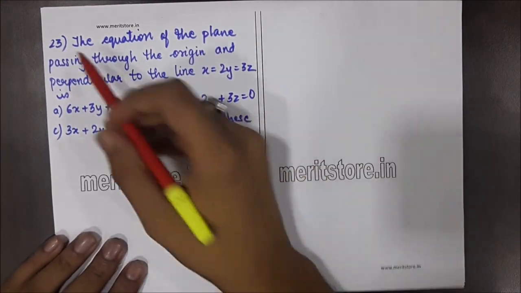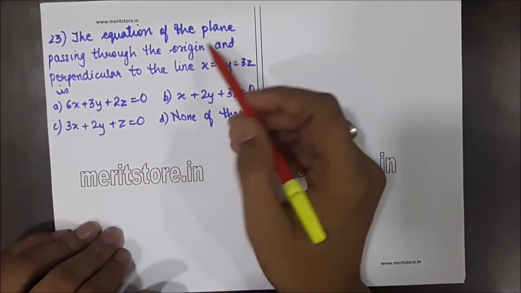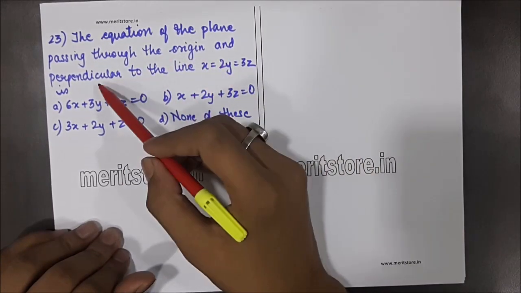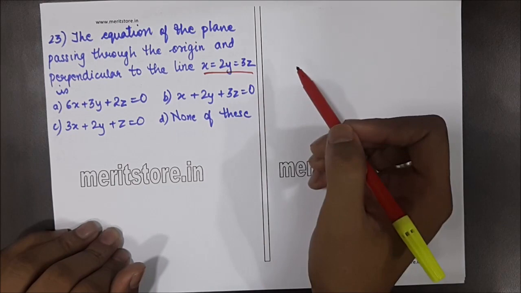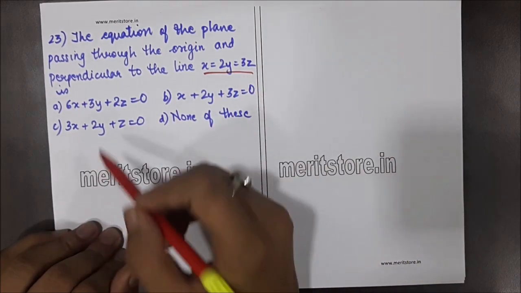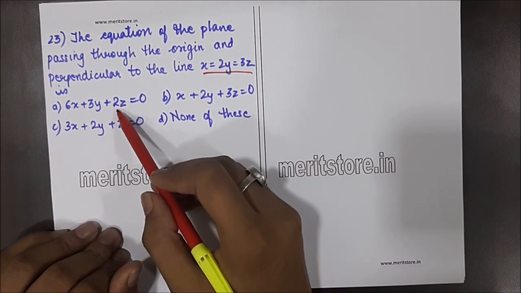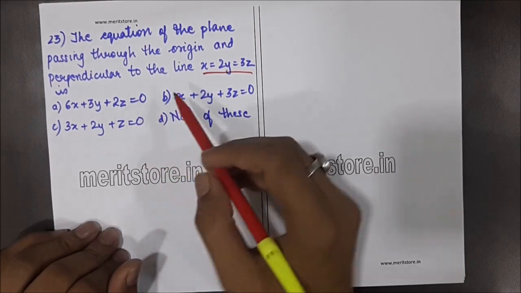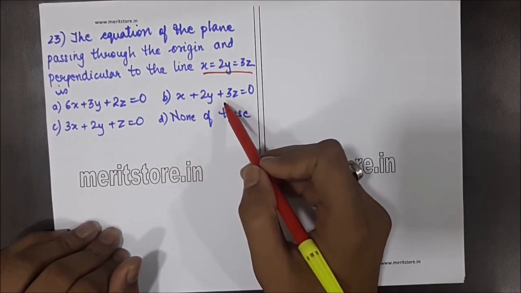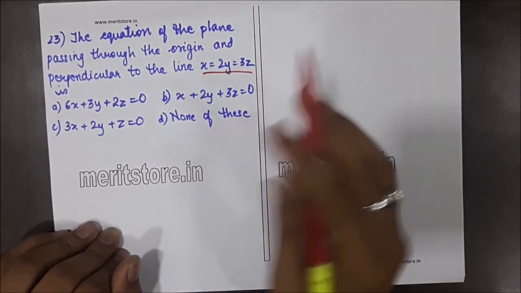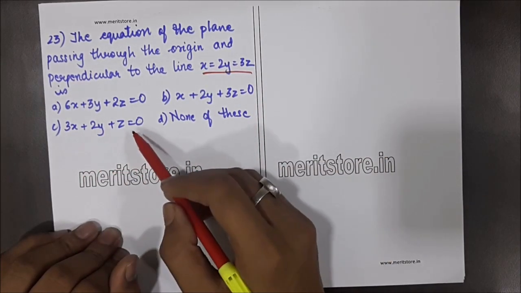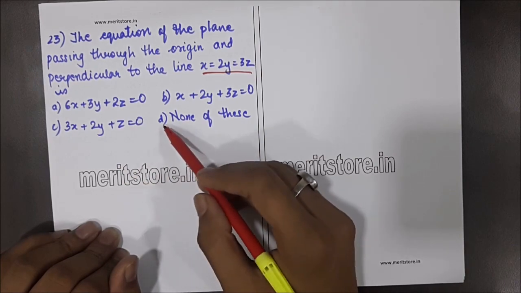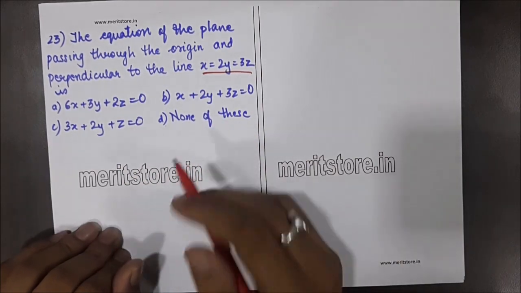Question number 23. The equation of the plane passing through the origin and perpendicular to the plane x = 2y = 3z is: option A, 6x + 3y + 2z = 0; option B, x + 2y + 3z = 0; option C, 3x + 2y + z = 0; or option D, none of these.